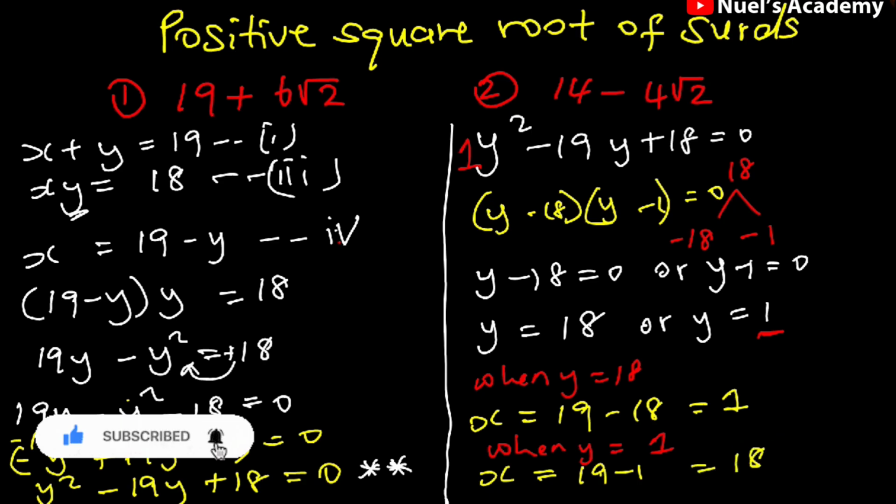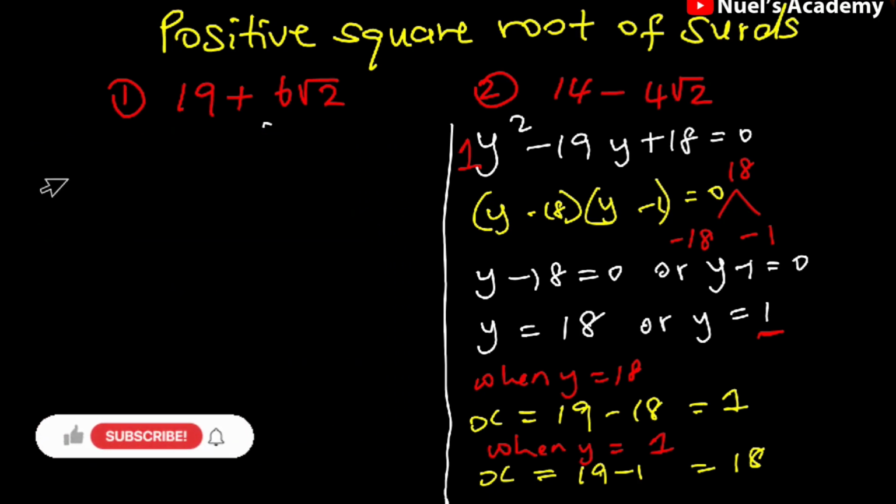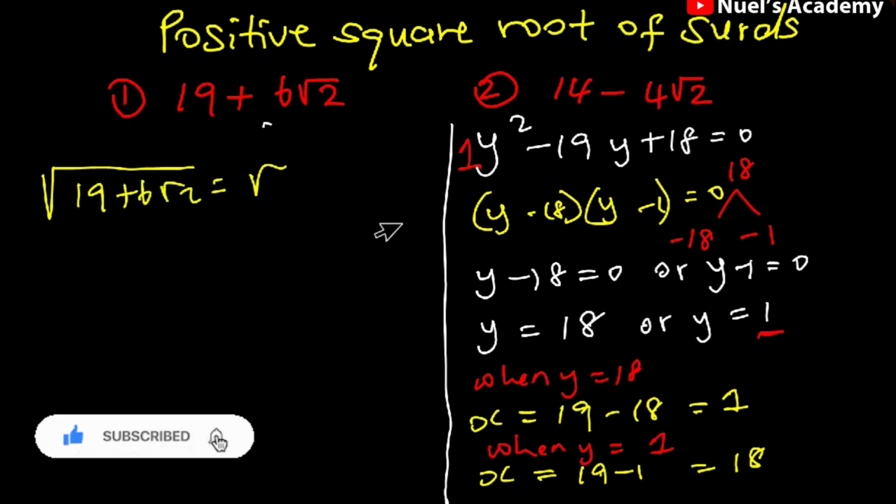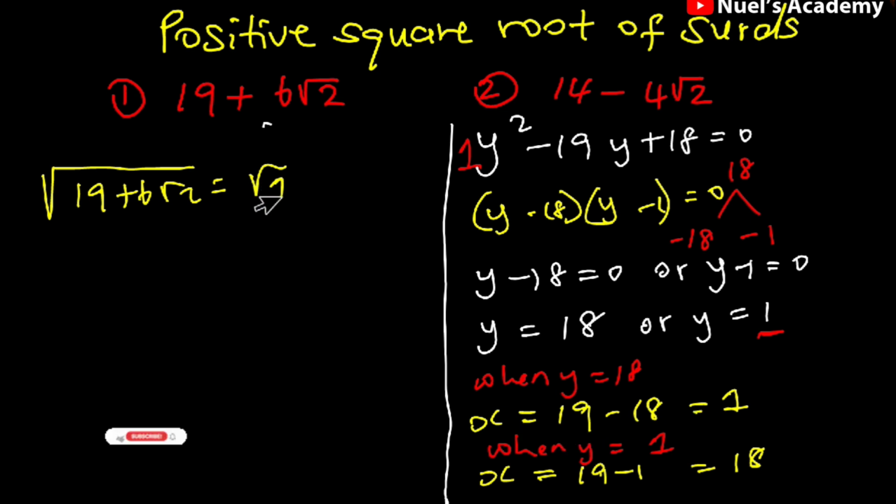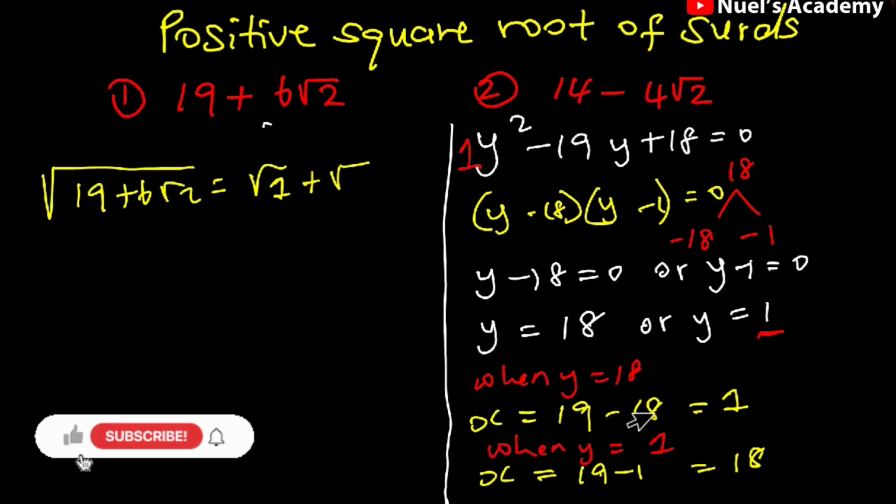So our final answer now becomes, let me wipe this screen. The positive square root of 19 plus 6 root 2 equals root, remember we wrote root x plus root y. So root x, we have 1, then plus root y, 18, or root, then this part, x in this part is 18, then plus root y in this part is 1. So this is the final answer to this first question.